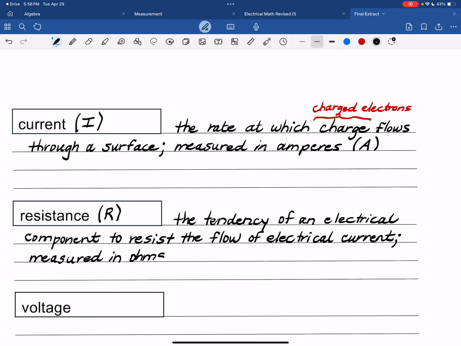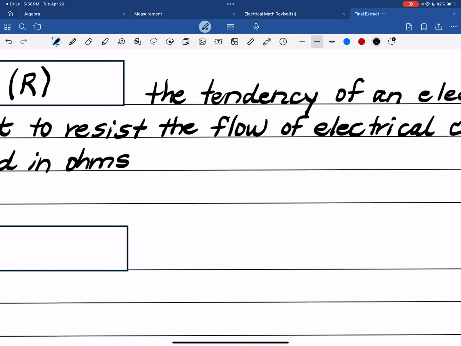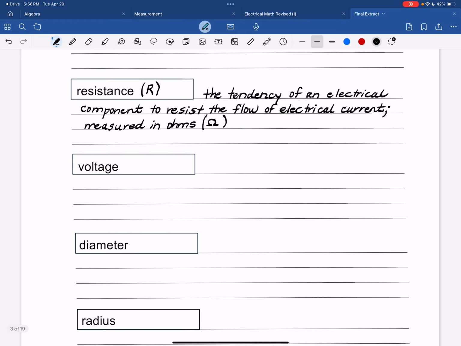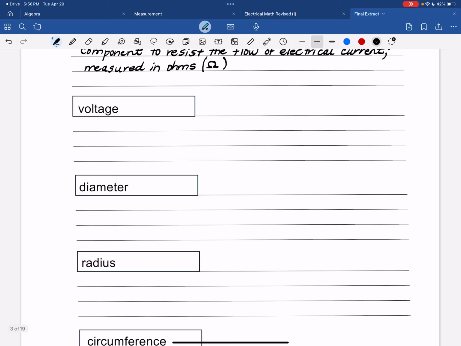And I have trouble drawing the ohm symbol. It is a Greek letter, the Greek letter omega, and it looks like this. Kind of like that. I'm not good at drawing that symbol. But that is the symbol for ohms. Wouldn't want to use a capital 0 or capital O because it looks like a 0. So the symbol for ohms is the Greek letter omega.